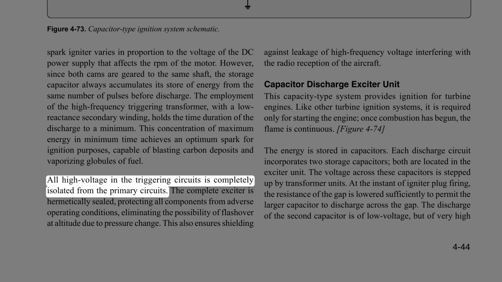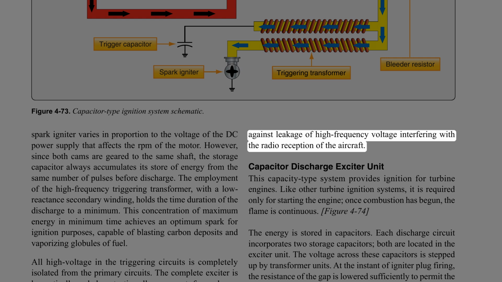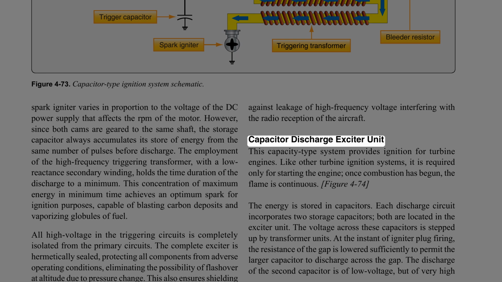All high voltage in the triggering circuits is completely isolated from the primary circuits. The complete exciter is hermetically sealed, protecting all components from adverse operating conditions, eliminating the possibility of flashover at altitude due to pressure change. This also ensures shielding against leakage of high-frequency voltage interfering with the radio reception of the aircraft.